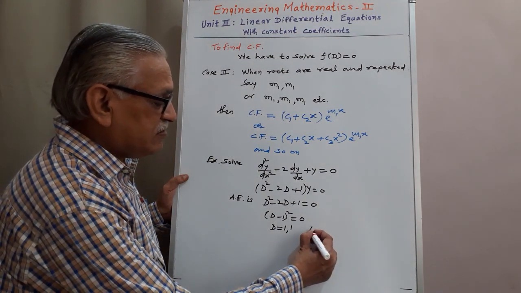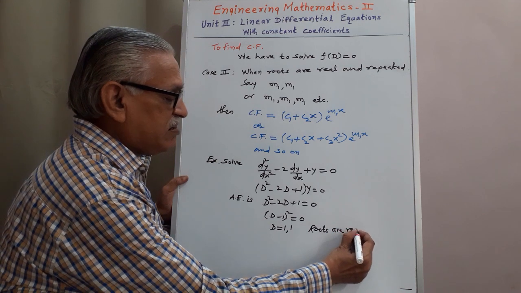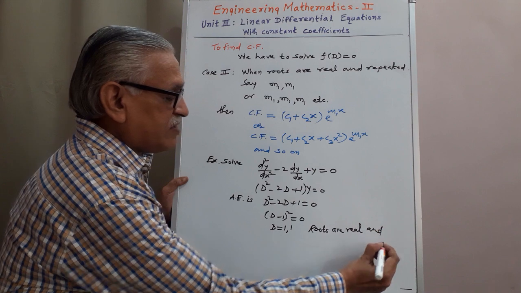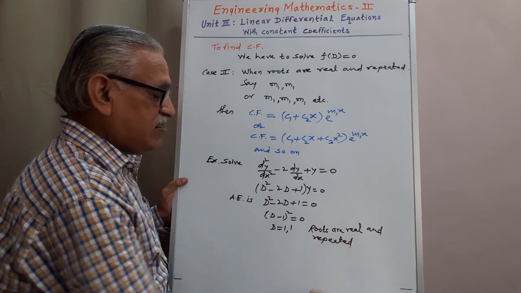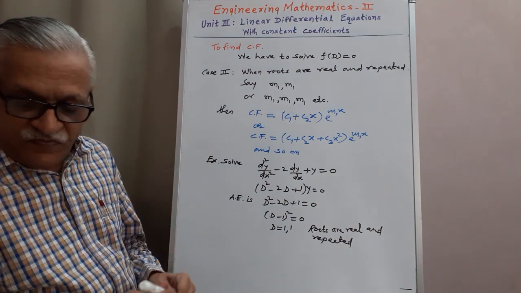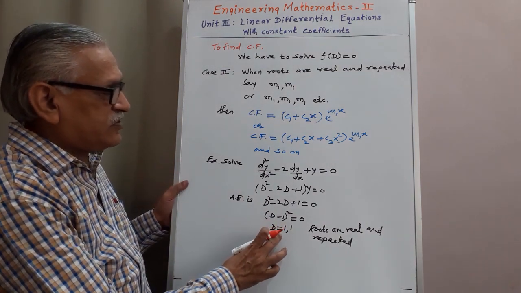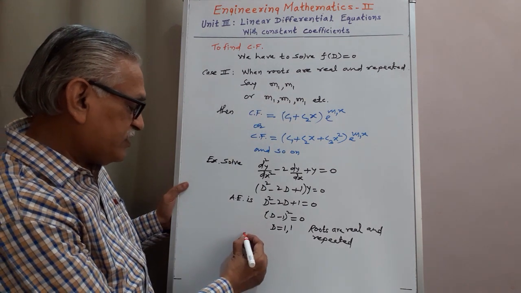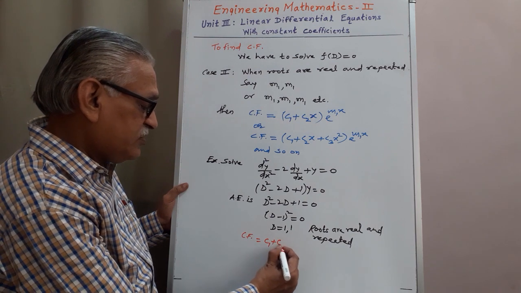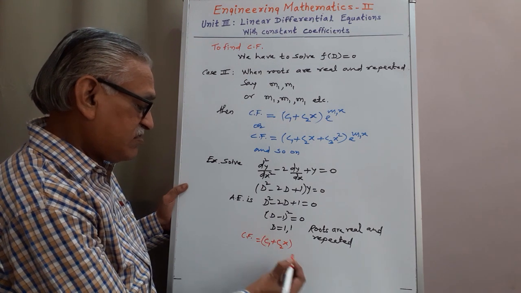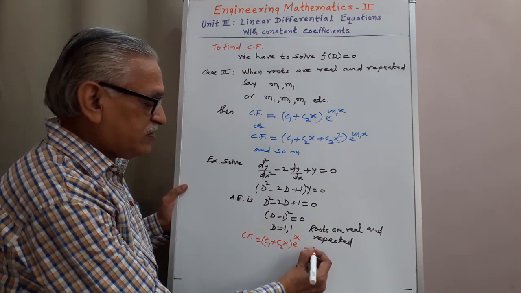Therefore, roots are real and repeated. Therefore, this is case 2 for CF. And then, as these roots are repeated twice, the complementary function is given by c1 plus c2x into e raised to m1x. m1 is here 1, therefore e raised to x. We call this equation 1.